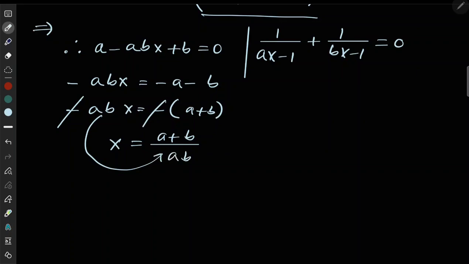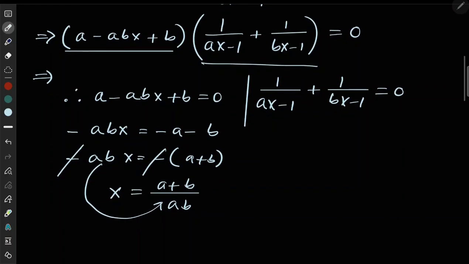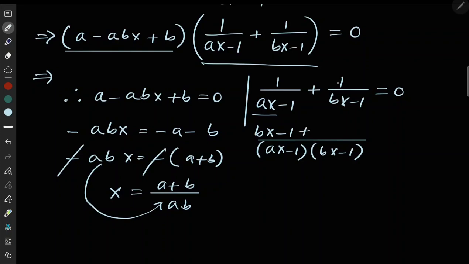This is one answer. And for another answer, we have to solve this equation. The LCM of these two is (ax minus 1) into (bx minus 1). Next, multiply 1 with bx minus 1, the result is bx minus 1, plus 1 multiplied with ax minus 1, equals 0.